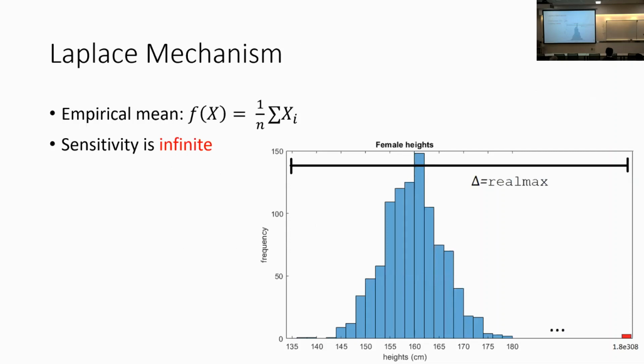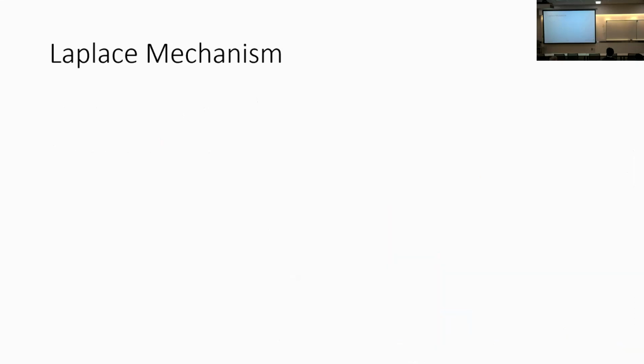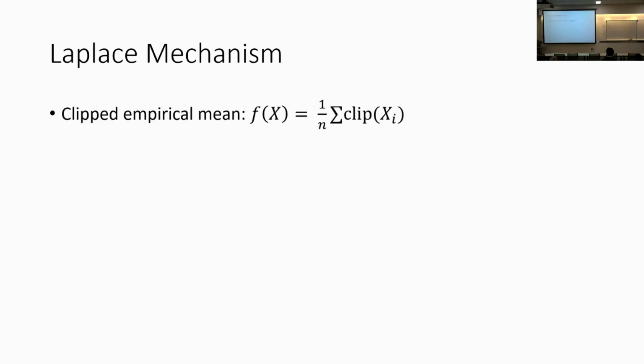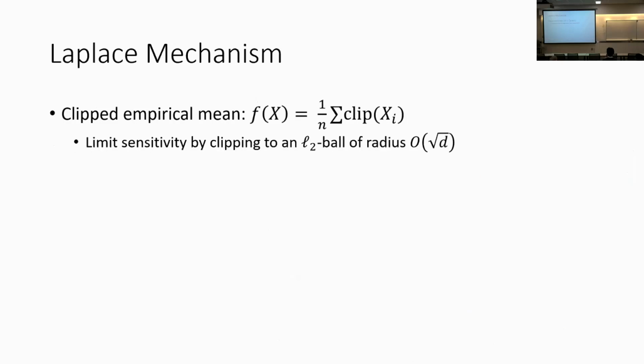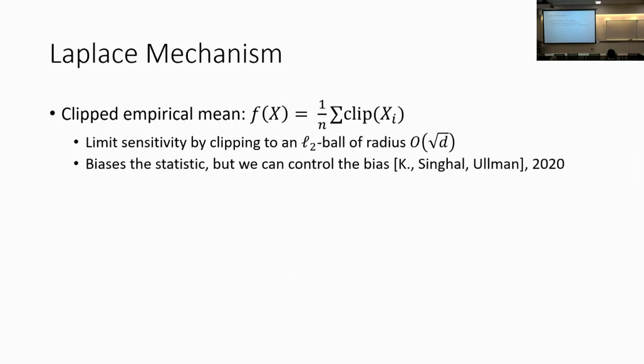This will necessitate amounts of noise which totally drown out any sort of signal you would have in your data set. But fortunately, the solution is not too hard. Use the clipped empirical mean. What the clipped empirical mean is, is kind of what you guess, right? You clip your data points to some L2 ball of radius square root d, which, if you know high dimensional concentration, roughly most, if not all of the points should appear within this radius. It's not totally trivial, but just trust me, you get most of the signal if you do this. There's some bias, but you can control the bias.